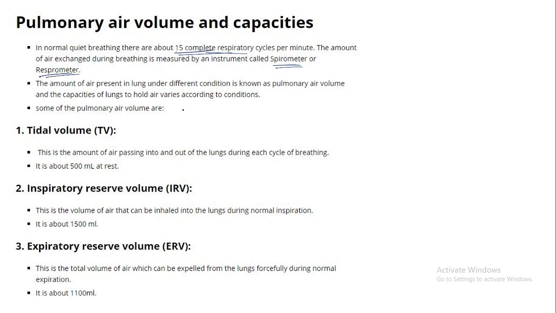Now, the amount of air present in the lungs under different conditions is known as pulmonary air volume, and the capacities of lungs to hold air vary according to different conditions. Some of the pulmonary air volumes are tidal volume. What does this tidal volume tell us?